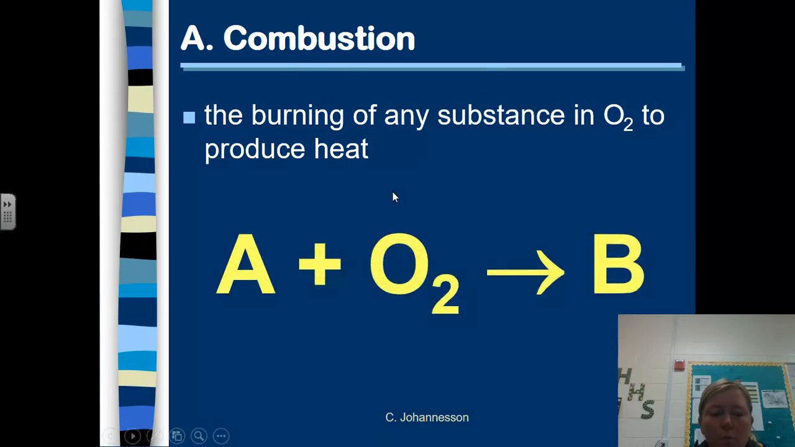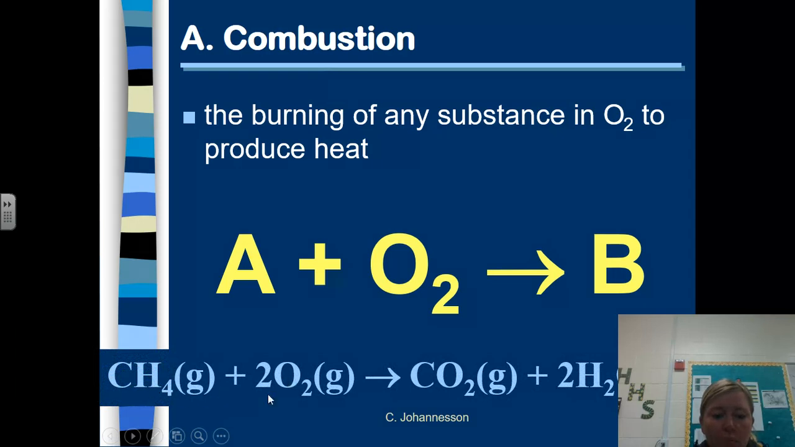You're going to know it's a combustion reaction if it has O2 in the reactants. That's how you're going to identify it as being combustion. It's the burning of any substance in O2. Here's an example of a combustion reaction. You see it's got O2 right there on the reactant side. That's how I know it's combustion.